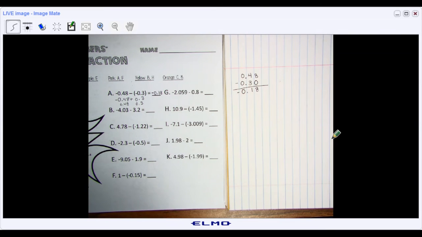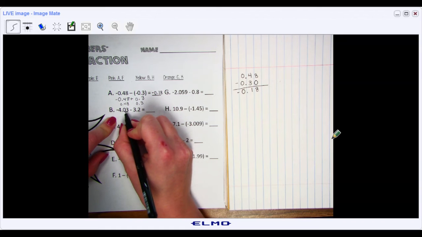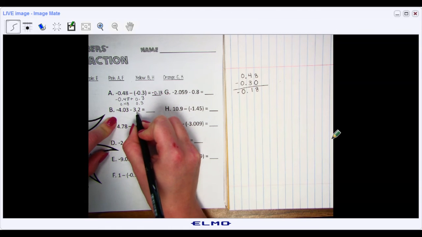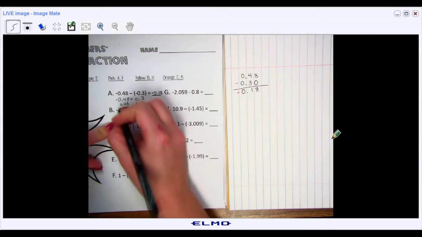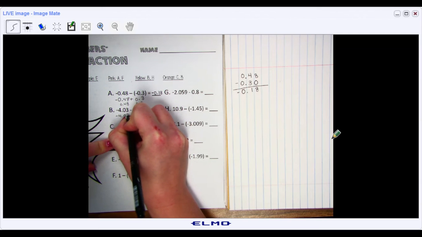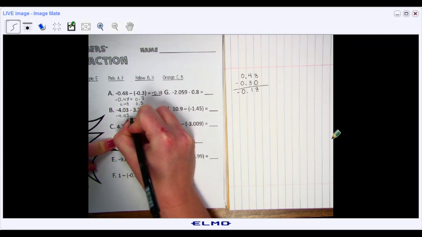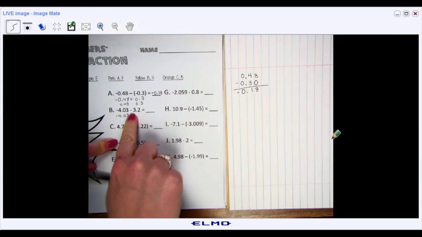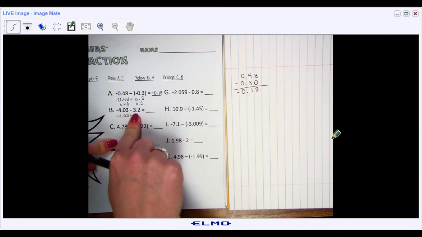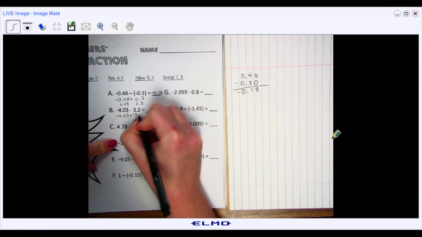Okay, pretty simple enough. So next, we're going to look at letter B, okay? We have our negative 4.03 minus 3.2. Now again, we're going to change this into addition. So I'm going to keep my first number, so I have negative 4.03. I change my subtraction sign into an addition sign, and then I take my opposite. So the opposite of 3.2 is negative 3.2.